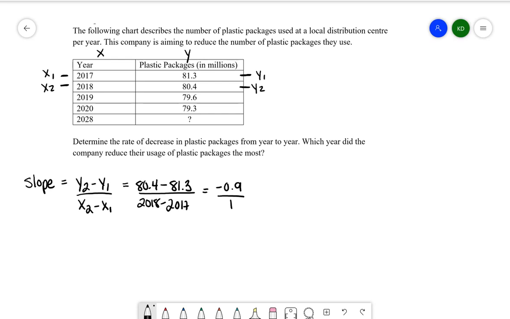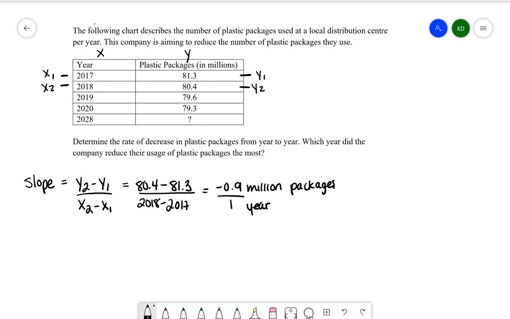When we think about what the units here would be, remember what the y values were. This is talking about the number of plastic packages in millions. So this means that we're decreasing by 0.9 million plastic packages. In the denominator, what we were talking about was years. So in this case, we decreased by 0.9 million packages in that 1 year.